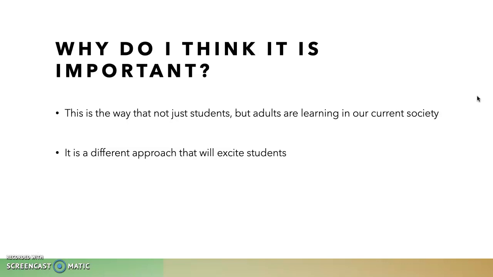And I think it's important, this is what our students are being raised on and what they're understanding more than just a lecture. This is something that they can watch in their own time when they're ready to watch it, and in their own setting where they're a little bit more comfortable. It's also a different approach, and I think it'll excite students because it's different than what most teachers are actually using in the classroom today.